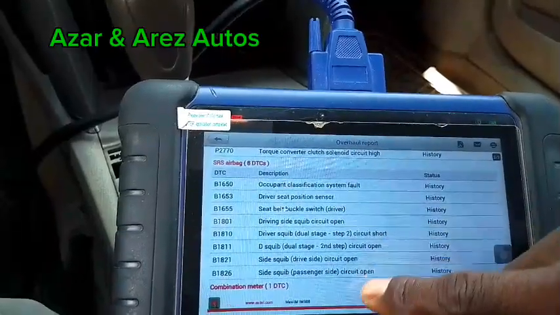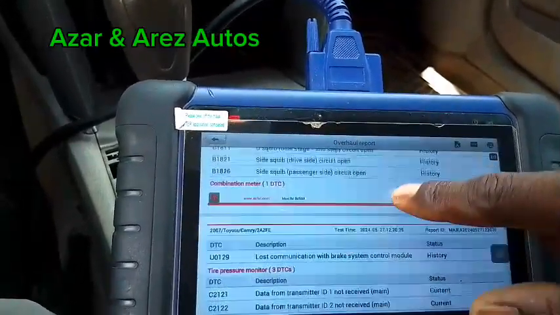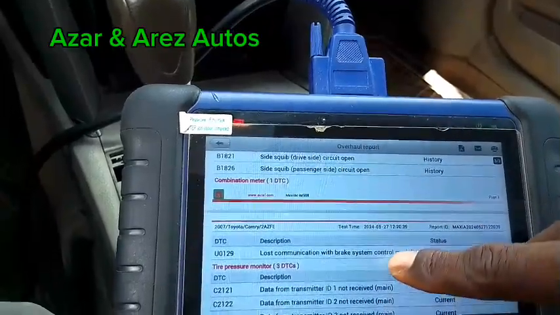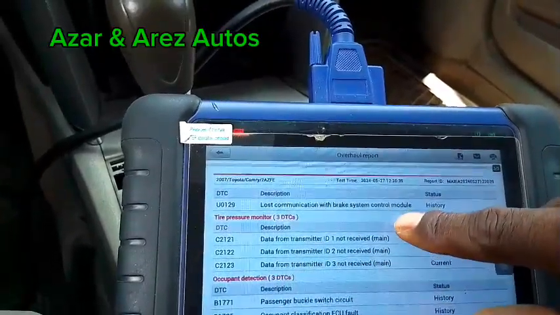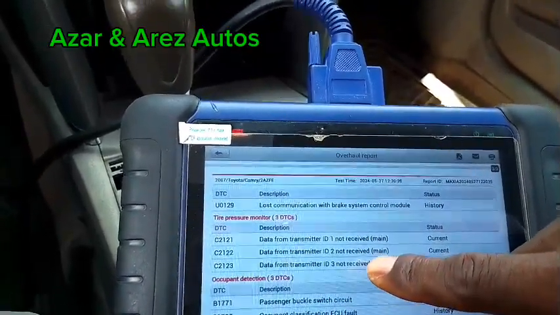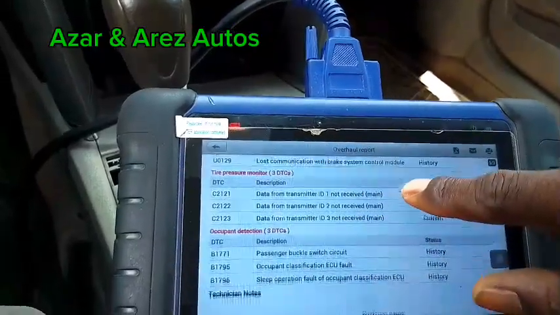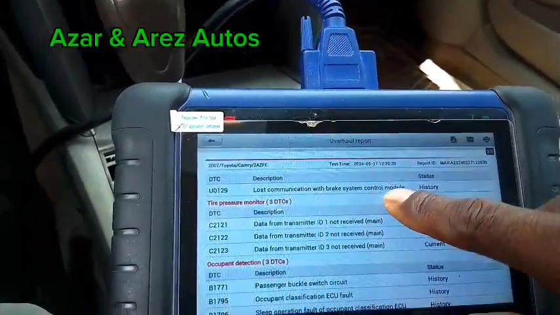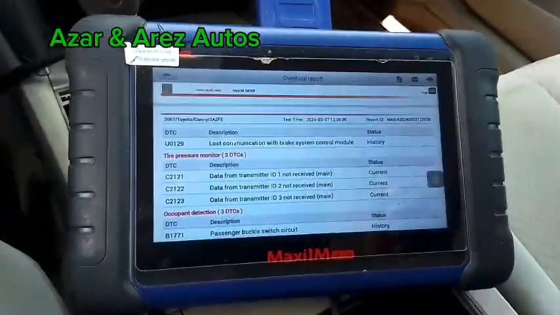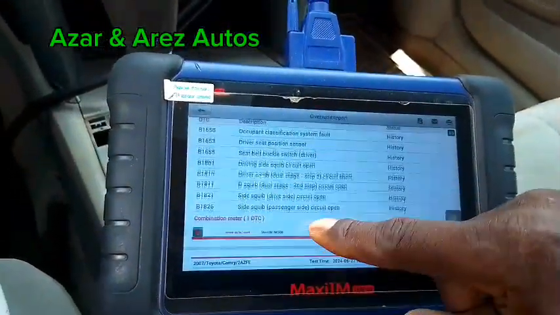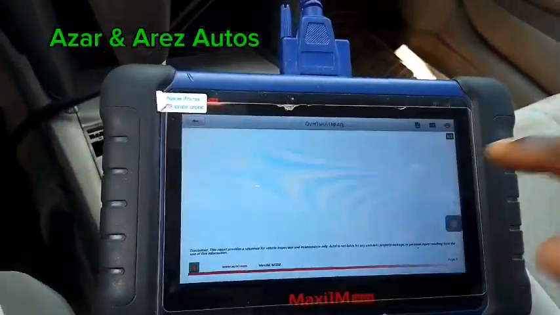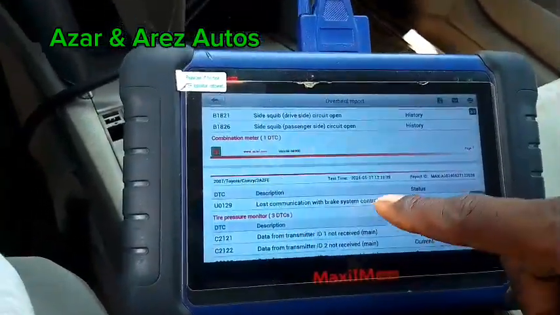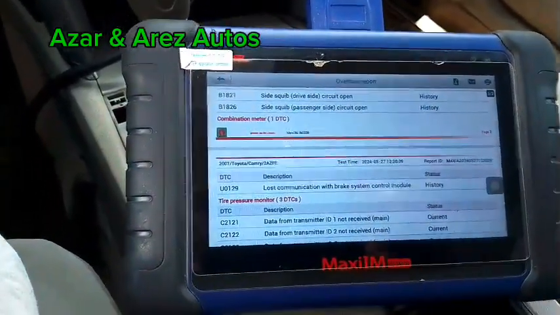Airbag. Lost communication with brake system control module. Tire pressure, occupant detection. Okay, let me check if the ABS was disconnected, because the meter lost communication with the brake system control module.